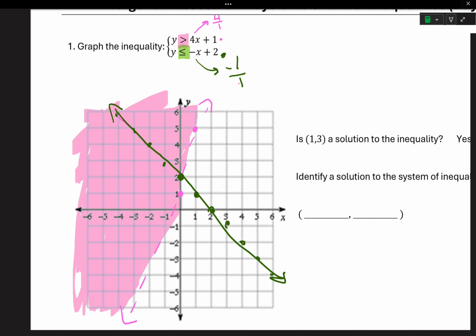Since we have a less than symbol, that means we're shading below the y-intercept. Below that y-intercept means I'm going to put my pen on y-intercept of 2 and point an arrow going downwards. So I'm going to shade this part of the line.